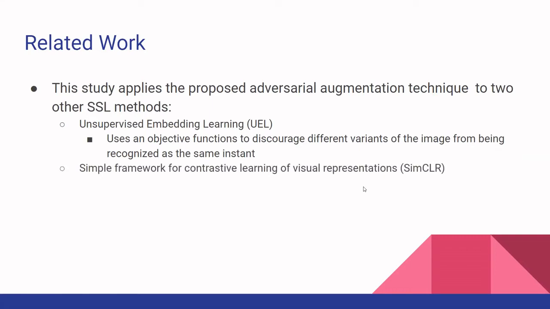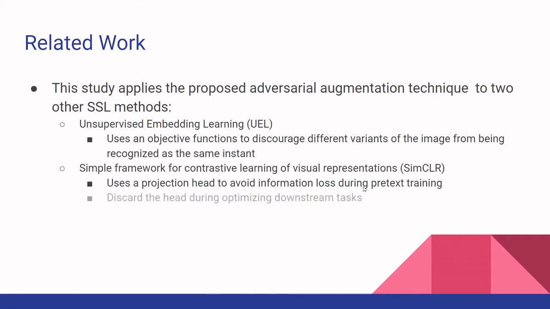And the other self-supervised learning method is called Simple Framework for Contrastive Learning of Visual Representations, abbreviated SimCLR. SimCLR uses a projection head to avoid information loss during pretext training. And after the training, we discard the head and use just the high-level features from the SimCLR algorithm for optimizing downstream tasks.